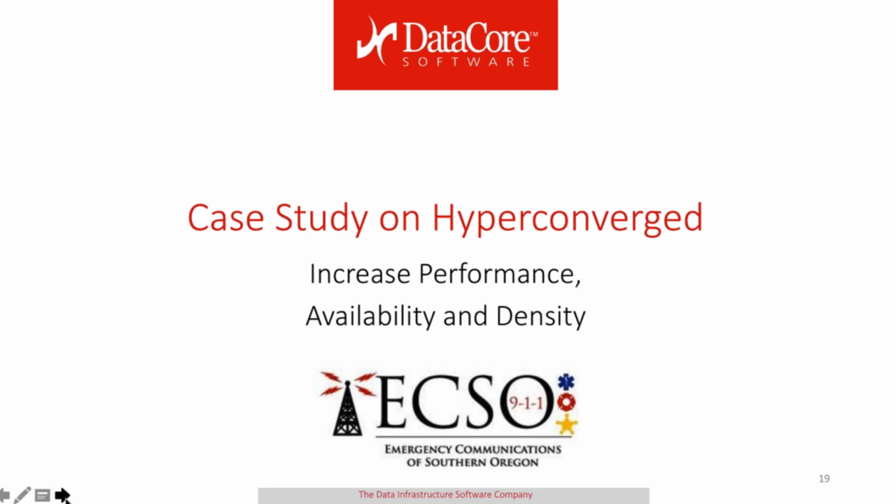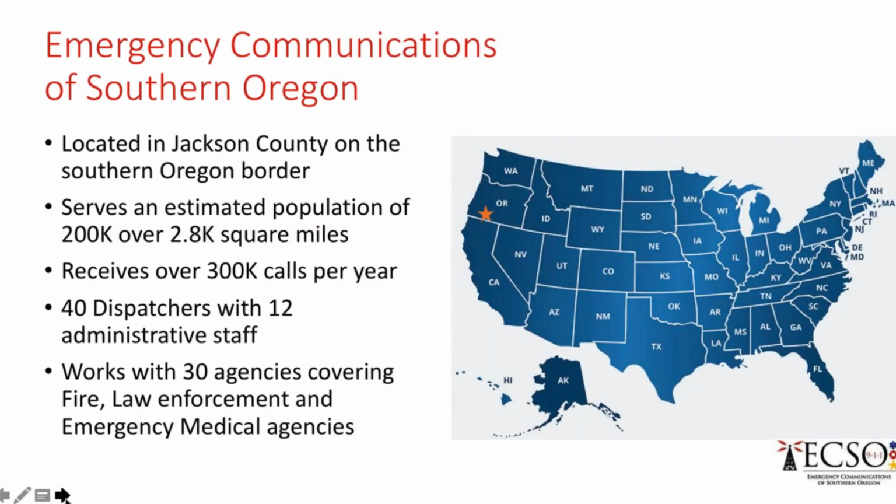All right, got it. So hello, everyone. We're going to do a little case study on emergency communications in Southern Oregon. They're located in Jackson County on the Southern Oregon border. They've got an estimated population of 200,000 over a large area. As you can tell, they're a 911 call center. They receive over 300,000 calls a year. They have 40 dispatchers.